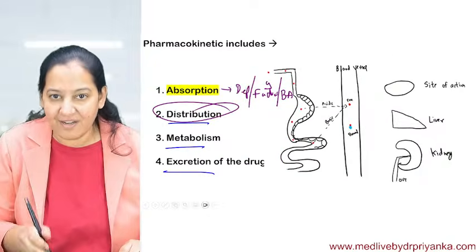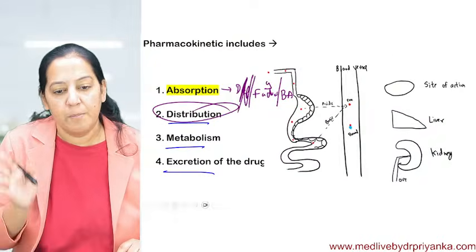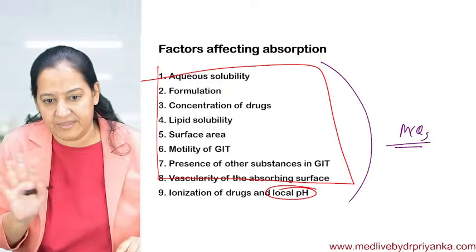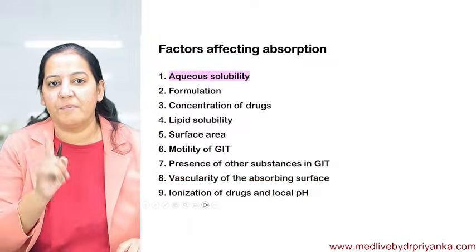Okay, definition is done. You know the definition. What is absorption? Movement of drug from the site of administration to circulation. That is absorption. These are the 9 factors. One by one we will deal with them.